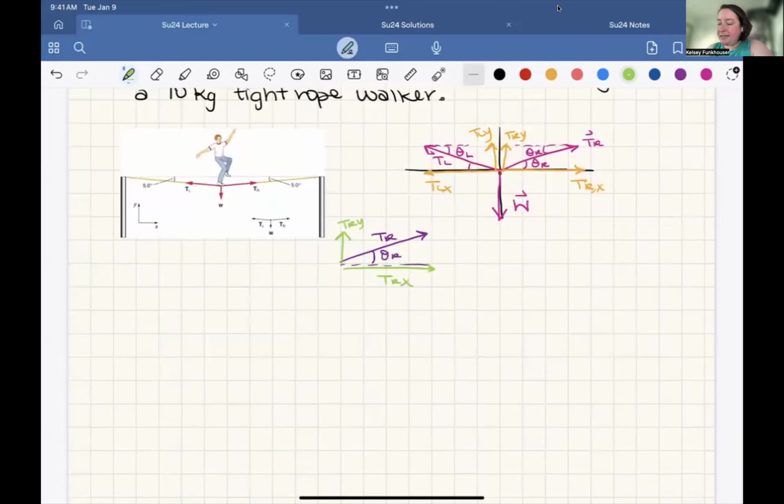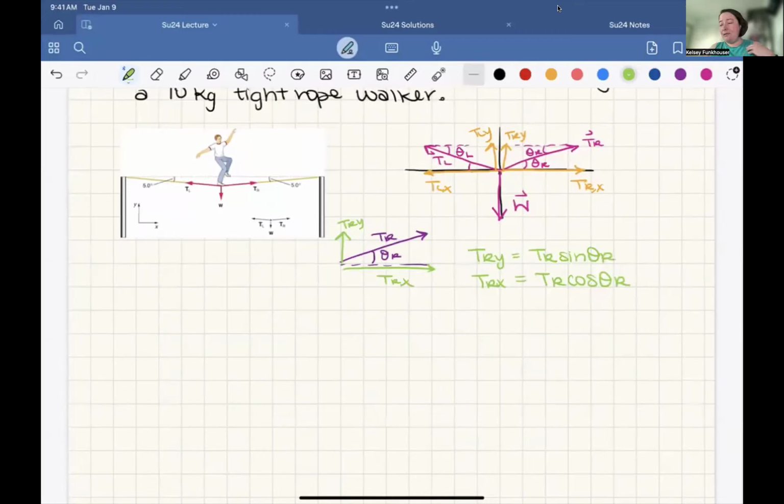So, and this is just like when we do other stuff with X and Y components, we have an angle, and based on where the X and Y components are situated with respect to that angle, that's how we define it. So the Y direction is going to be T_R sine theta, because Y is opposite the angle, and T_RX is T_R cosine theta_R, I guess.